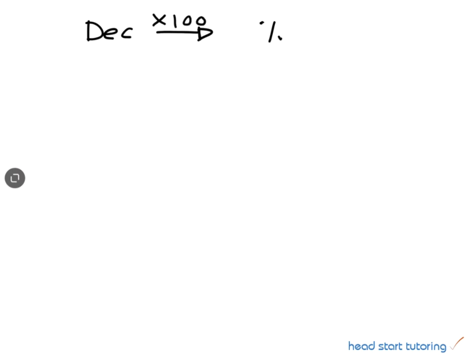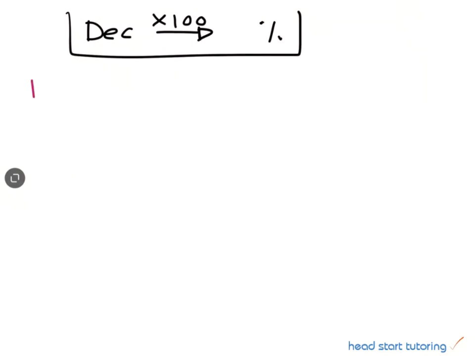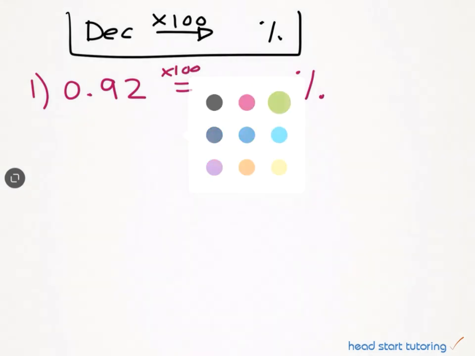Whenever we are converting a decimal into a percentage, we multiply that decimal by 100. So let's have a look at some examples. 0.92 as a decimal into a percentage, all we need to do is multiply it by 100. So we go from our decimal point 2 places to the right to get 92%.